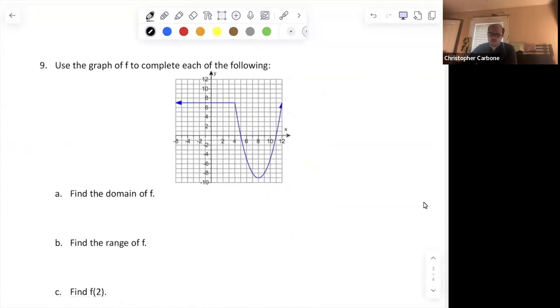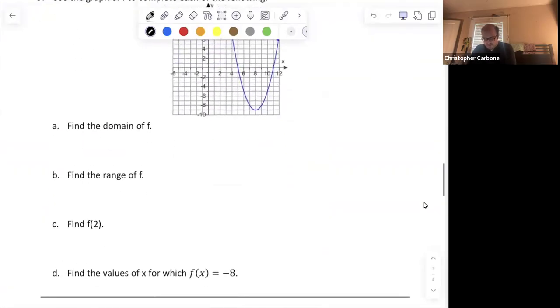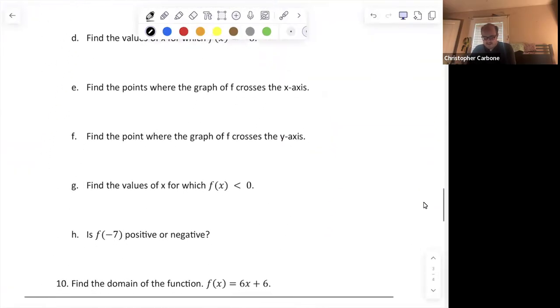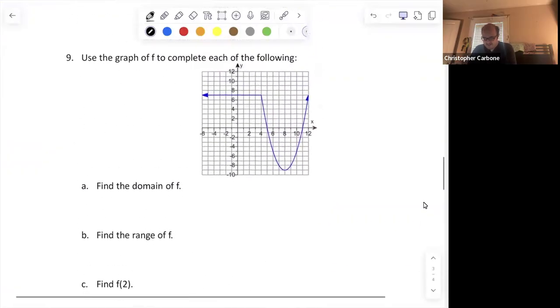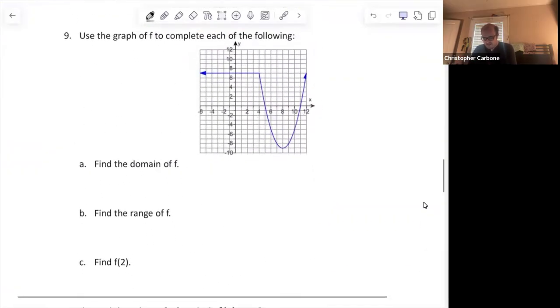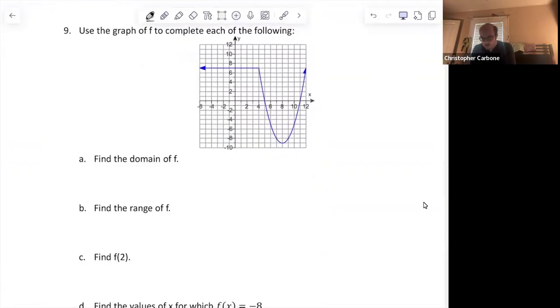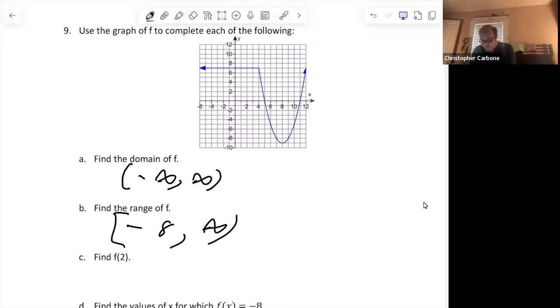Number 9, using this graph to complete each of the following, which was kind of hard for me to keep on the page so we could see all those, but we'll get to these parts as many as possible without having to hide anything. The domain is going to be all real numbers since this keeps going to the left and it keeps going towards the upper right portion, so it continues in both directions. The range continues to increase even though the left side just continues to stay the same. But the lowest value here is negative 8. It includes the negative 8, so bracket negative 8 to infinity.